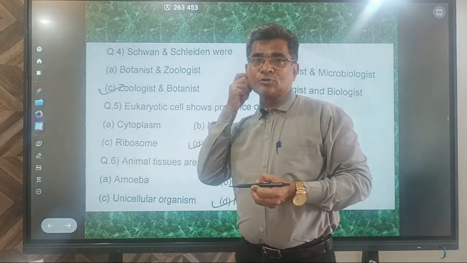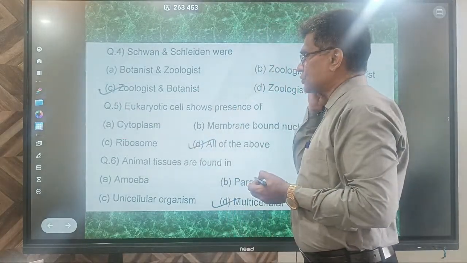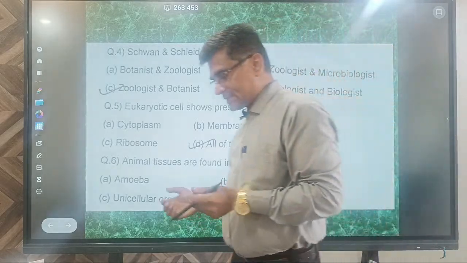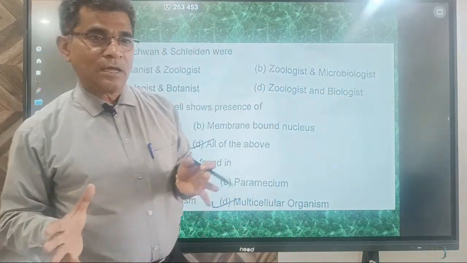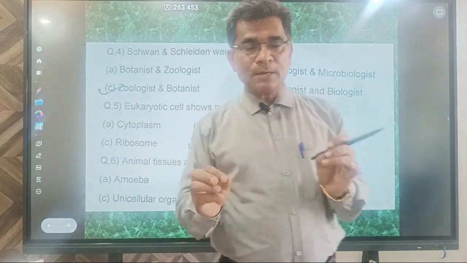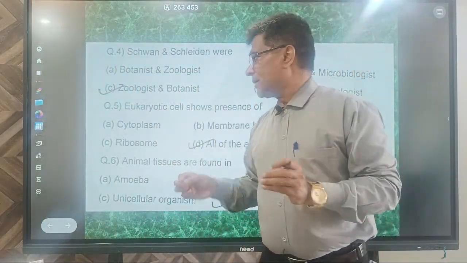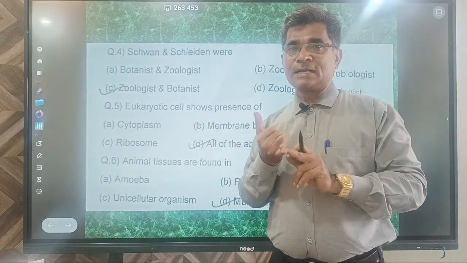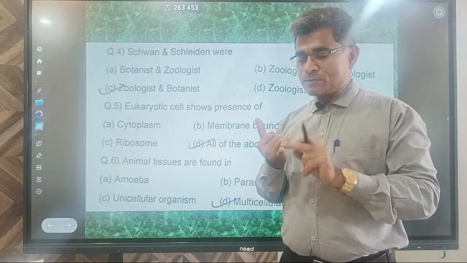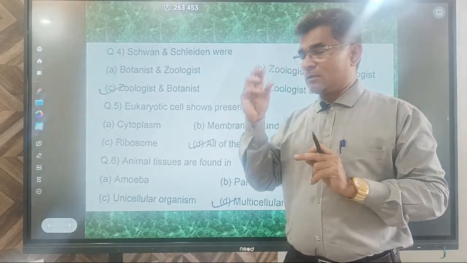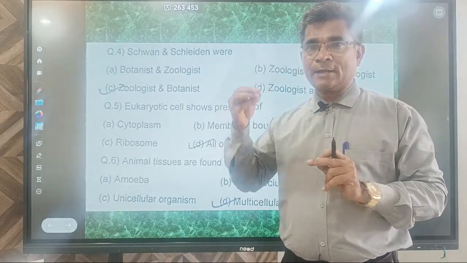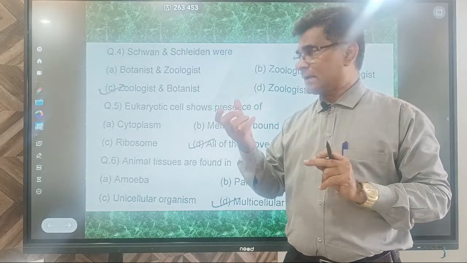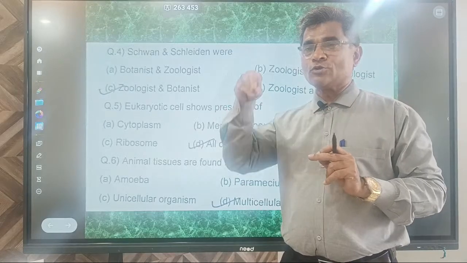Now coming to the next question, that is eukaryotic cell shows presence of. What do we mean by eukaryotic cell? Eukaryotic cells are those cells which have well organized membrane bound cell organelles. Now when we talk about cell organelles, I had drawn a figure of animal cell and plant cell as well. तो उसमें मैंने दिखाया था कि न्यूक्लियस है, माइटोकॉन्ड्रिया है, गोल्गी कॉम्प्लेक्स है, एंडोप्लाज्मिक रेटिकुलम है. All these are membrane bound organelles which could be seen only in eukaryotic cell.